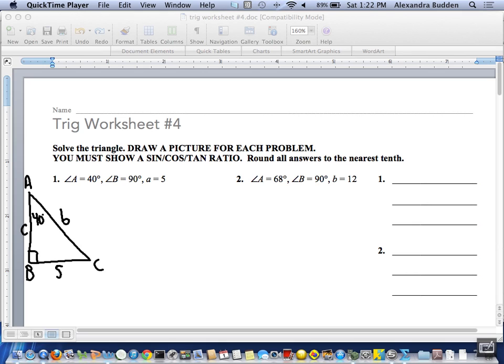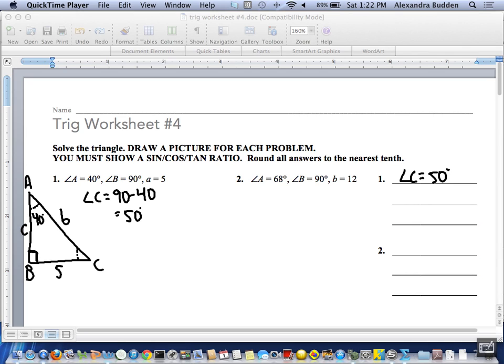First thing I'm going to do is find angle C. Because B is a right angle, that means A and C are going to add up to be 90 degrees. So angle C is going to be 90 subtract 40, which is 50 degrees. I'm going to write that over here. Angle C is 50 degrees. Now I need to find sides B and C.